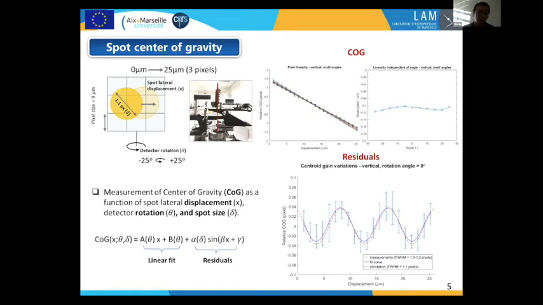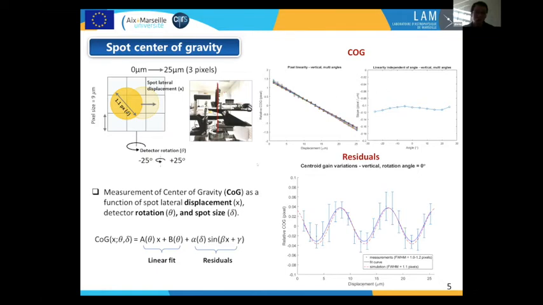The center of gravity can be taken as a function of spot lateral displacement, detector rotation, and spot size. In general outline, the center of gravity can be linearly fitted, as this plot shows. If we consider the slope, the linearity is independent of the angle.